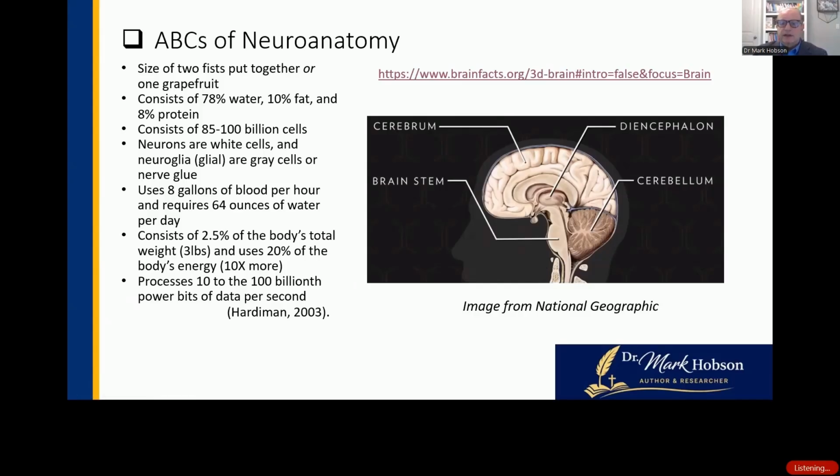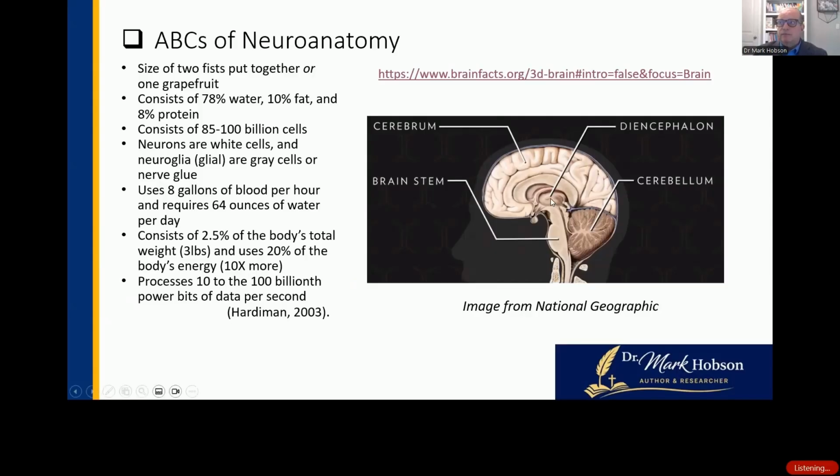The diencephalon includes the thalamus, hypothalamus, and certain thalamic nuclei. This area maintains homeostasis, or our body stability, allowing us to focus on information like in the classroom.